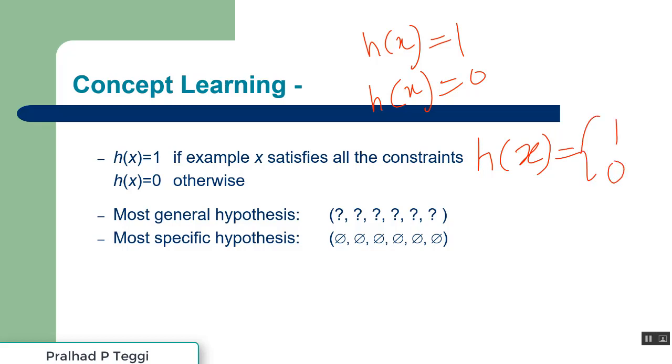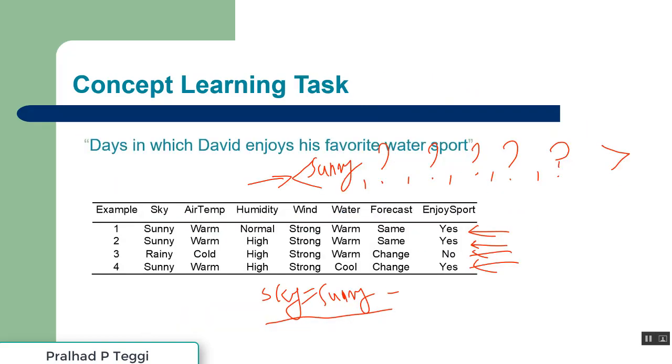Okay, so what do you mean by this? When I say h of x is equal to 1, this particular hypothesis statement is going to be satisfied for all the instances, and otherwise it will be a 0. In our earlier example, let's say this is my h equal to sunny, and all the rest of the attribute values can take any value. So only the first attribute will take only sunny.